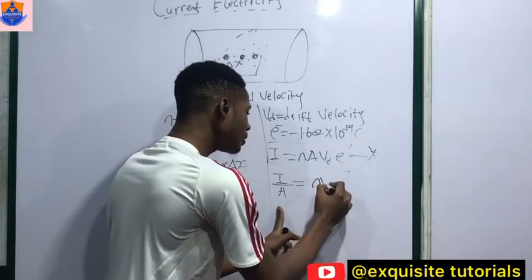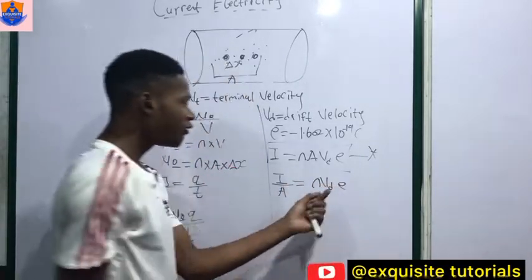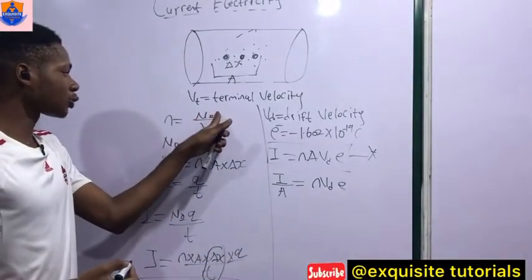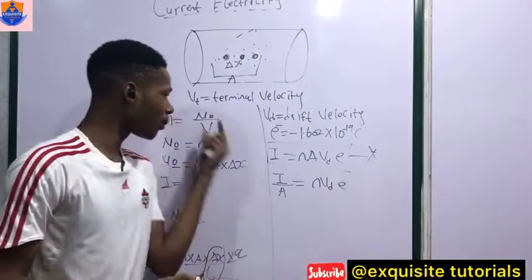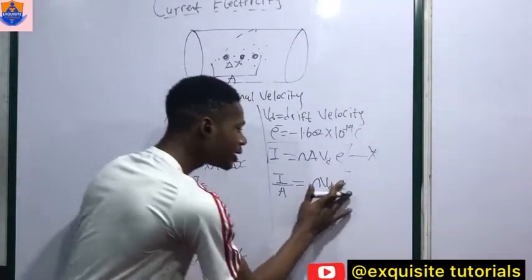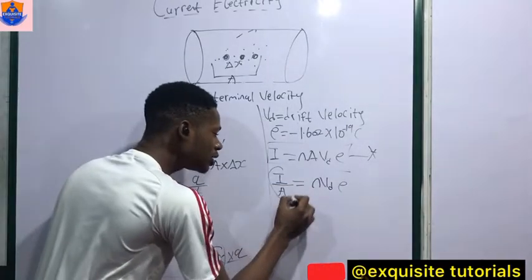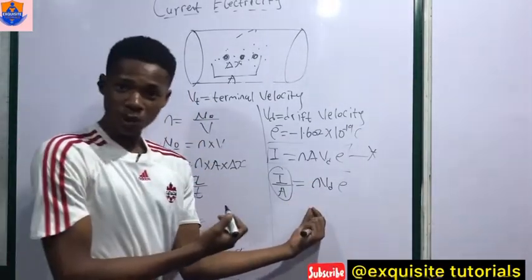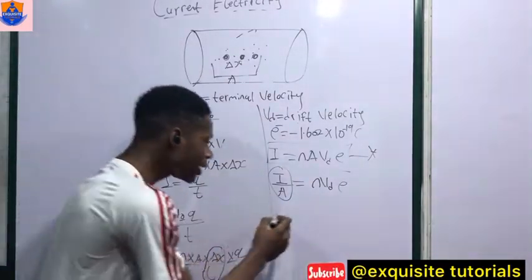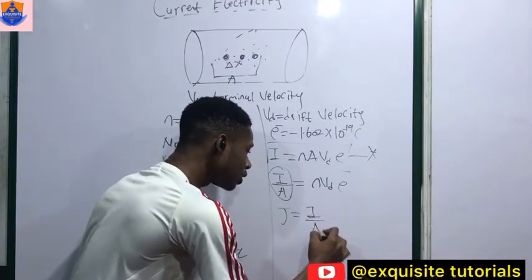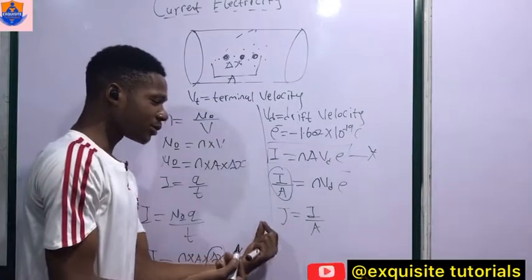equals NVDE. Remember, VD remains the drift velocity, N is the number of atoms or number of electrons per unit volume, and E is the charge of the electron. Now, this guy here, which is I over A, is actually a constant. It is a constant, and it is given as J. Let's represent it as J. Of course, you can use any symbol, but in this case, let's represent it as J.